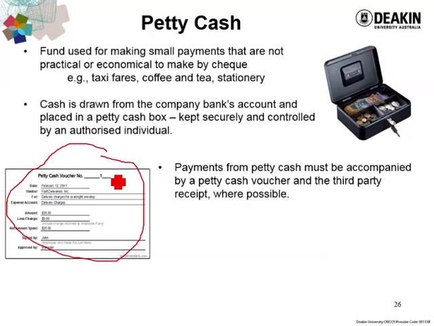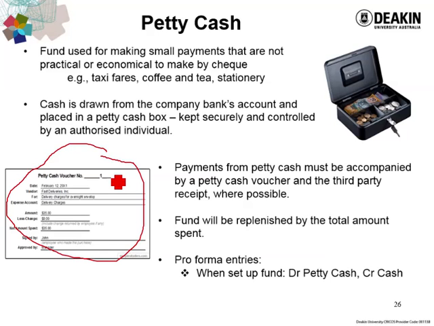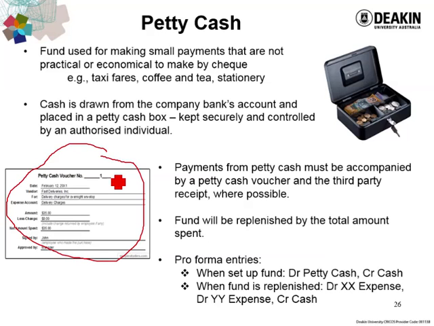We will replenish the fund by the total amount spent to bring the account balance to the fixed amount. So for example, if we set $100 of petty cash every month, if this month we have spent $60, at the end of this month we have $40 of balance and we need to reimburse $60 in order to make sure that the next month we start with $100 again. So when we set up petty cash, we debit petty cash, credit cash at bank. When we replenish, we debit all the minor expenses and credit cash.